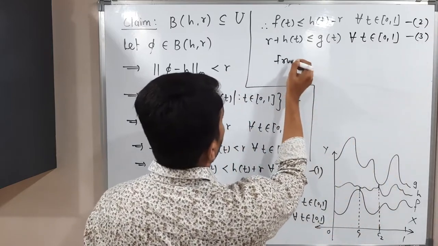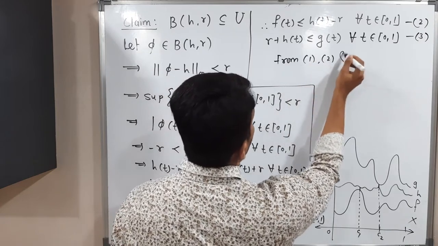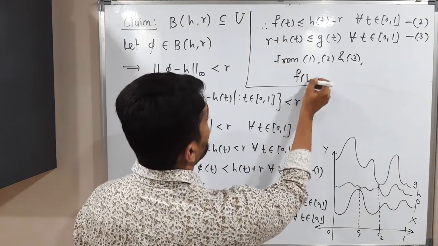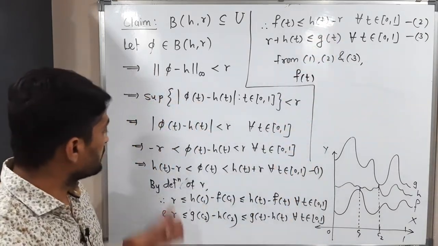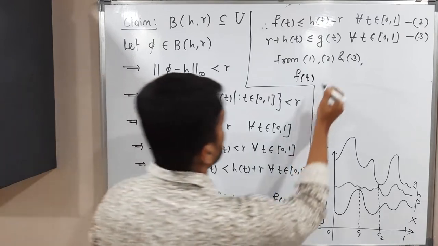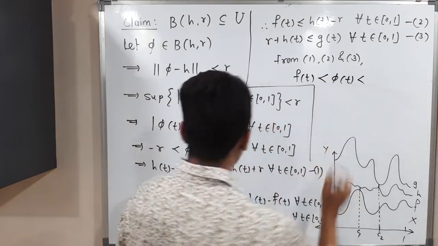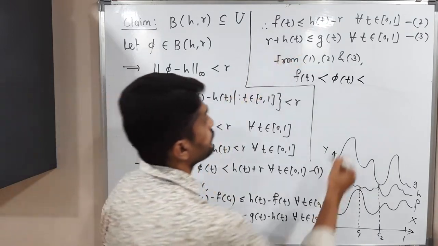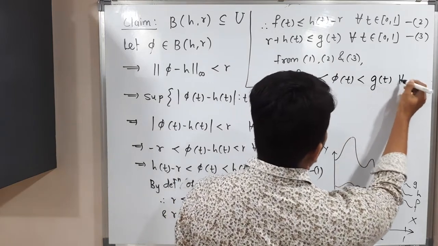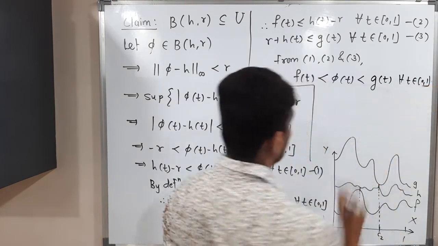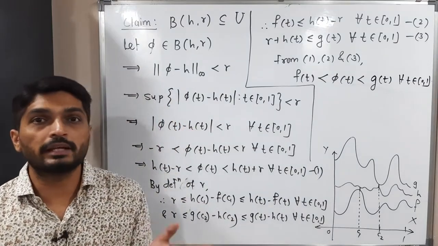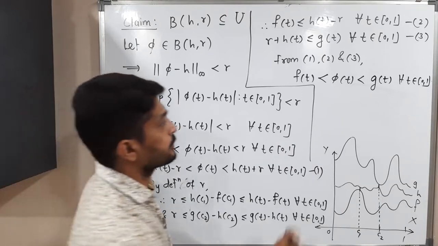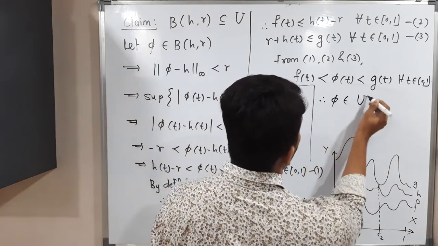So from 1, 2 and 3, what will you get? We have f of t less than or equal to h of t minus r, but h of t minus r is less than phi of t. So f of t is less than phi of t. And phi of t is less than h of t plus r, and h of t plus r is less than or equal to g of t, so it is less than g of t for all t belongs to closed interval 0, 1. That means phi is bounded between f and g. So the condition is satisfied. Condition of u is satisfied, so therefore phi is a member of u.